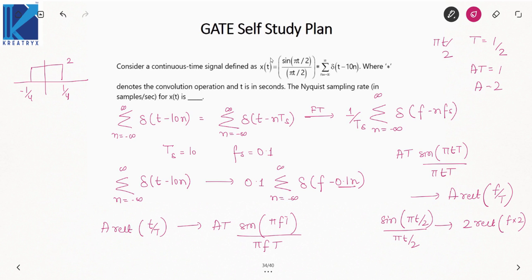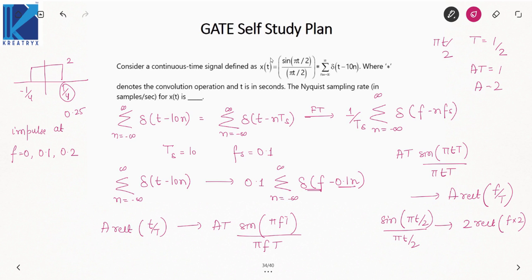It can only pass up to 0.25. Okay. So which impulses will be passed? Impulses that will be passed: impulse at 0 frequency, 0.1 frequency, 0.2. Because when n is 0, it is an impulse at the origin. Then n is 1, it is an impulse at 0.1, n is 2, an impulse at 0.2.